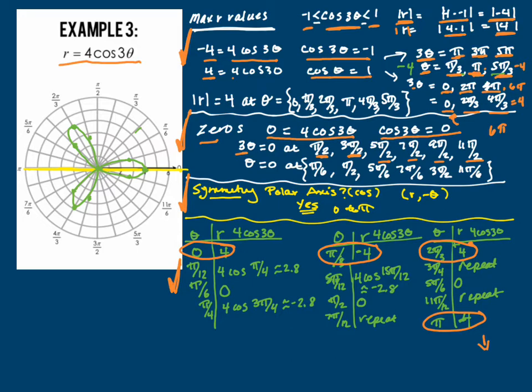That was for 3 theta. To get actual theta, I have to divide by 3. So pi over 2 becomes pi over 6. 3 pi over 2 becomes pi over 2.